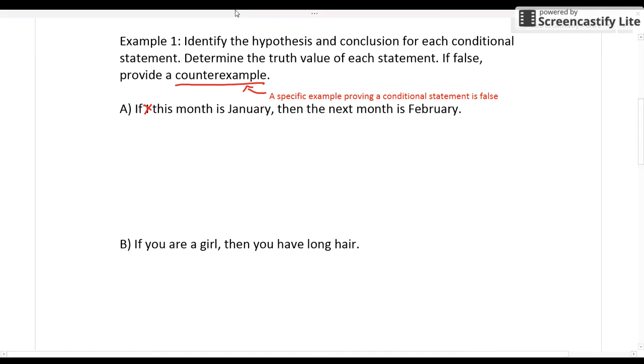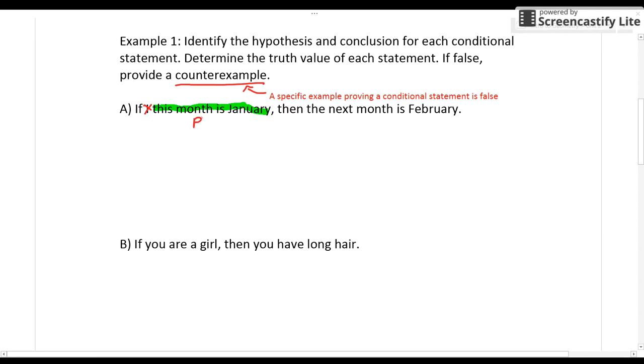So let's start by identifying the hypothesis and the conclusion. So remember, the hypothesis should come after what word? Right, it should come after if. So we don't want to include the word if, but this entire phrase after if, this month is January, is going to be our P. This is going to be our hypothesis.